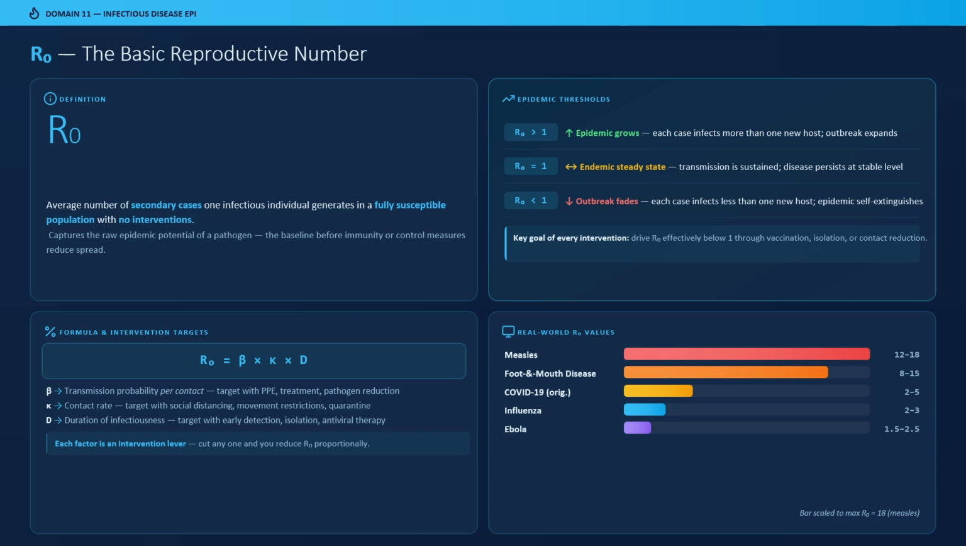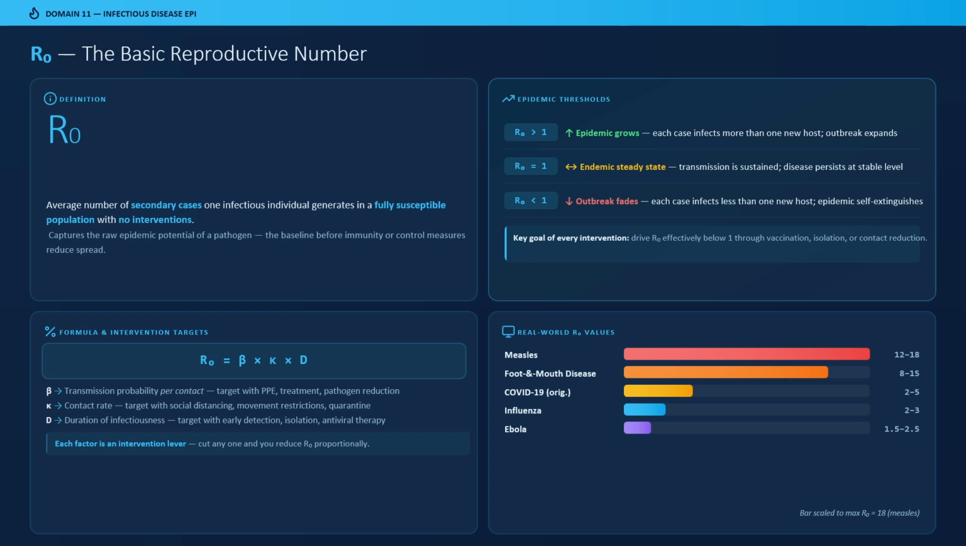R-naught is the average number of secondary cases generated by one infectious individual in a fully susceptible population with no interventions in place. Every part of that definition matters. Fully susceptible, nobody is immune, no interventions, meaning no vaccines, no isolation, no distancing. It's the raw theoretical epidemic potential of the pathogen, measured at the starting line before anything pushes back.